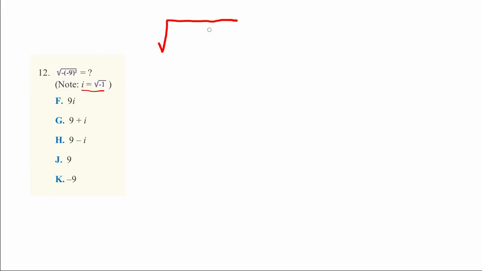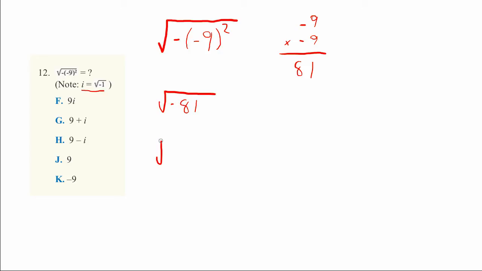So the square root of negative 9 squared. Well, we can go ahead and solve: negative 9 squared is negative 9 times negative 9, which is equal to 81. So this is actually just the same thing as writing, what is the square root of negative 81? And one way that I can rewrite this problem is I could say, what is the square root of negative 1 times 81, and that's just writing the exact same thing.